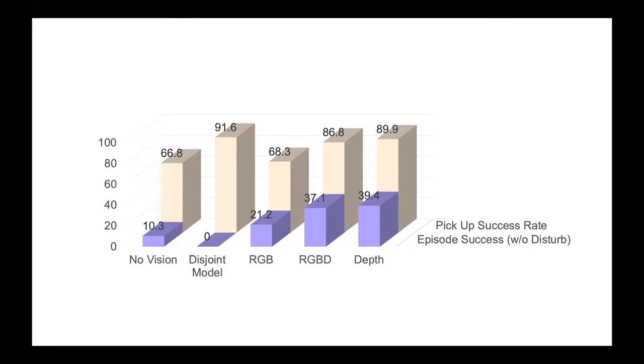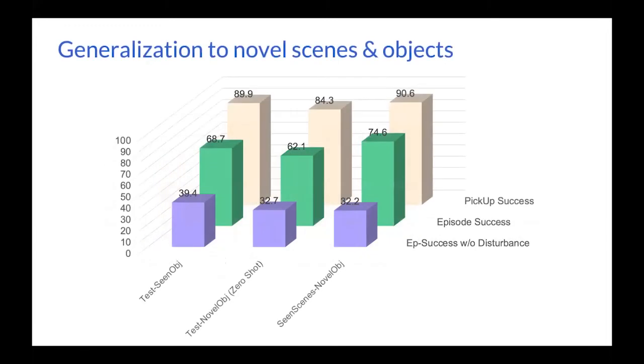Also, we tested generalization to novel scenes and novel objects. For example, the back row shows pickup success. The middle row, the green bars, show the episode success, and the purple bars show success without disturbance. It's interesting that the performance drops when we consider disturbance when we compute the accuracy.